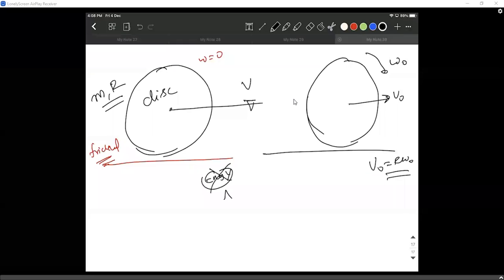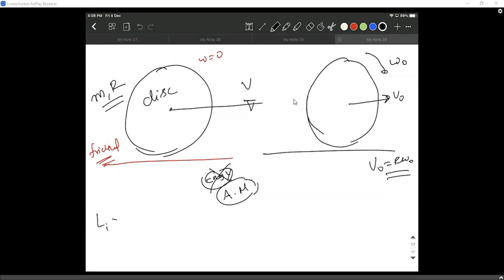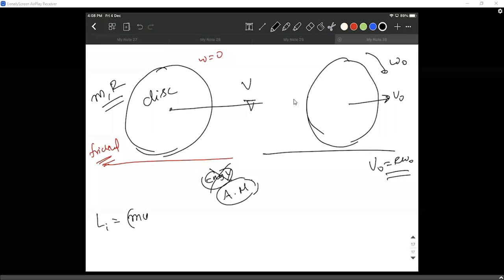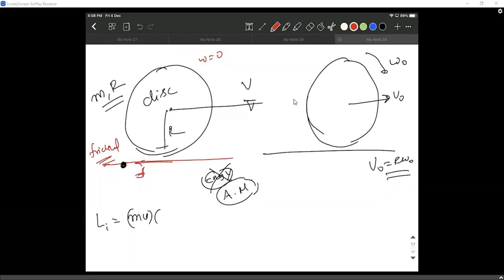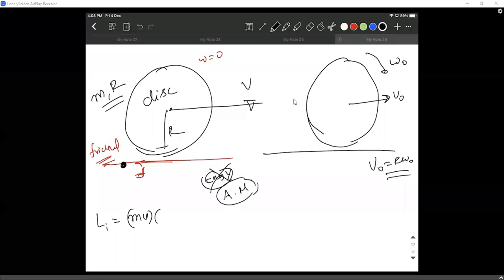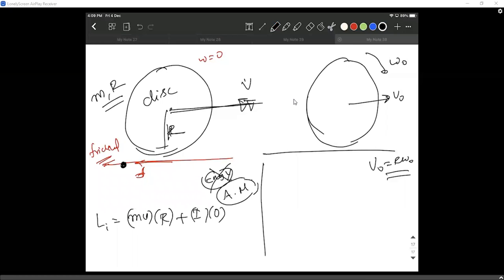It is angular momentum that is conserved. Shall we write L initial equals to mv into 3 by 2 perpendicular. I'm taking some random point on the ground so that friction is passing through that. So about that point, angular momentum is mv into perpendicular distance r, so mv into r plus I into 0. There is no angular velocity at all initially. Finally, L final equals m v naught r plus I omega naught.